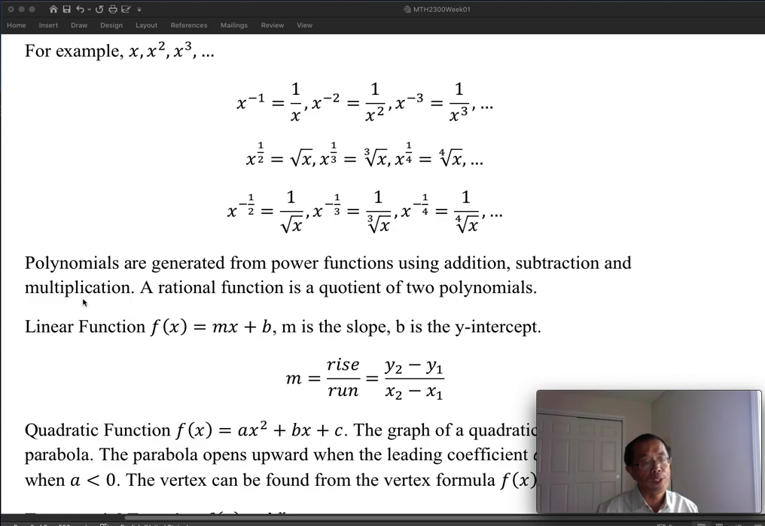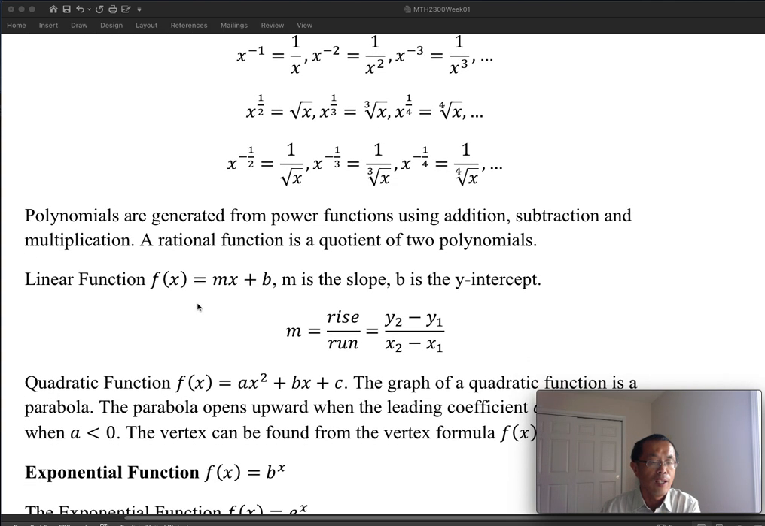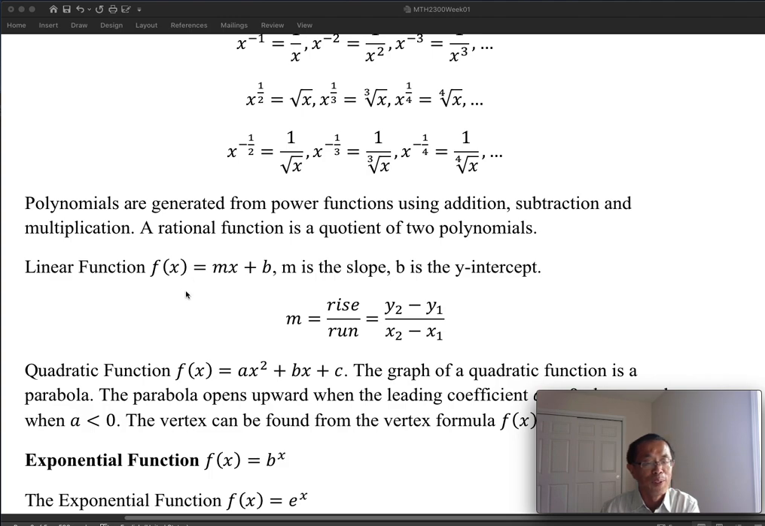And if you consider division of power functions, we can also get another bigger group of functions, rational functions. A rational function, in general, is a quotient of two polynomials.